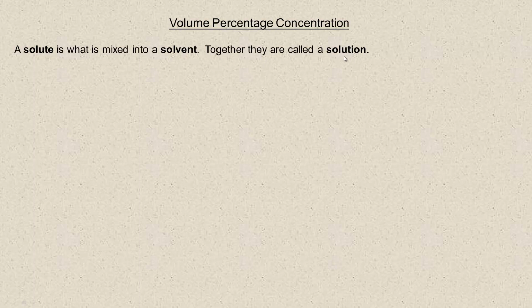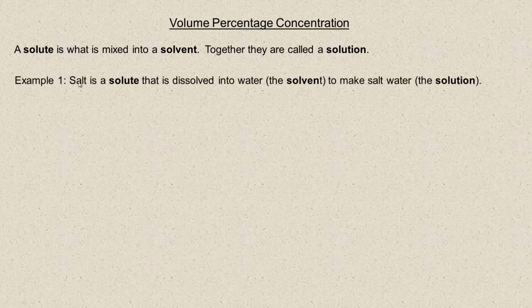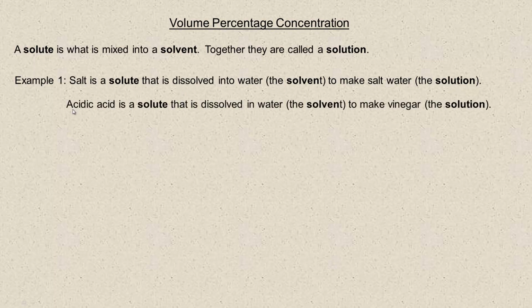And I'm going to give you three examples that you probably heard at least a couple of these. So the first one, salt is a solute that can be dissolved into water. Water would be the solvent to make salt water. So once they're mixed, the solution is called salt water. Here's another one. Acetic acid is a solute that's dissolved in water. Water is a solvent for lots of things. And together that makes vinegar. Vinegar would be the solution.